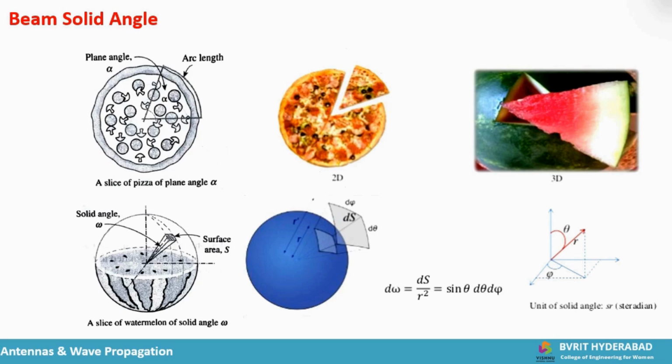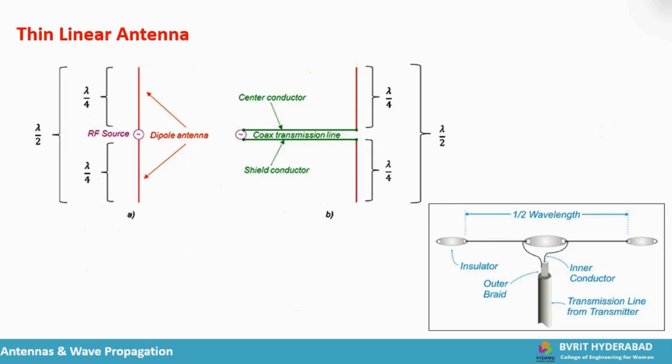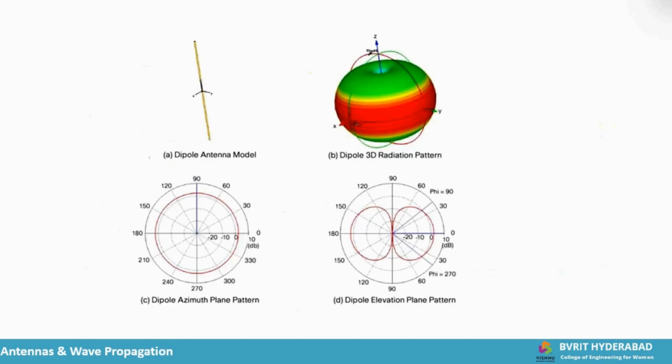Think of cutting a small slice from a pizza or watermelon. The space covered by that slice is similar to the beam solid angle. It represents the region in which an antenna radiates most of its power. Thin linear antennas form the basis for understanding practical dipole and monopole antenna structures. The current distribution along the antenna determines the resulting radiation pattern and field strength.